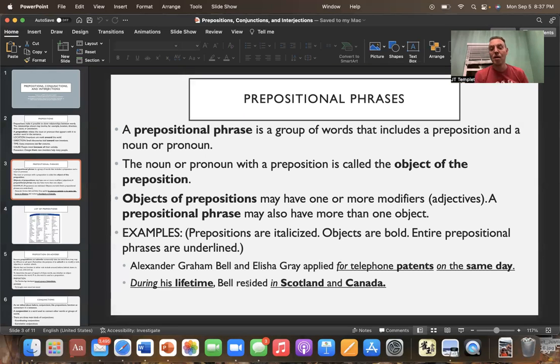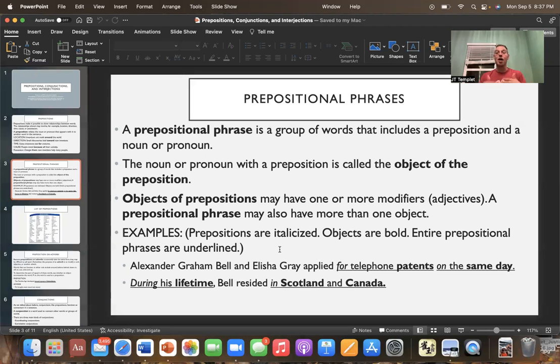same day. So if we look, this sentence actually has 2 prepositions, for and on, and because of that, there are actually 2 prepositional phrases. Applied, what was applied? For, so this is connecting applied. Telephone patents is one. On the same day is connecting the when. So these are 2 separate ones.